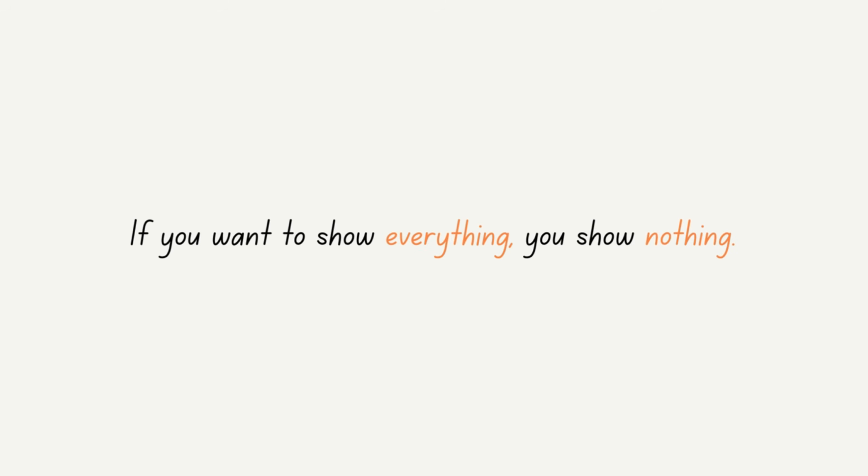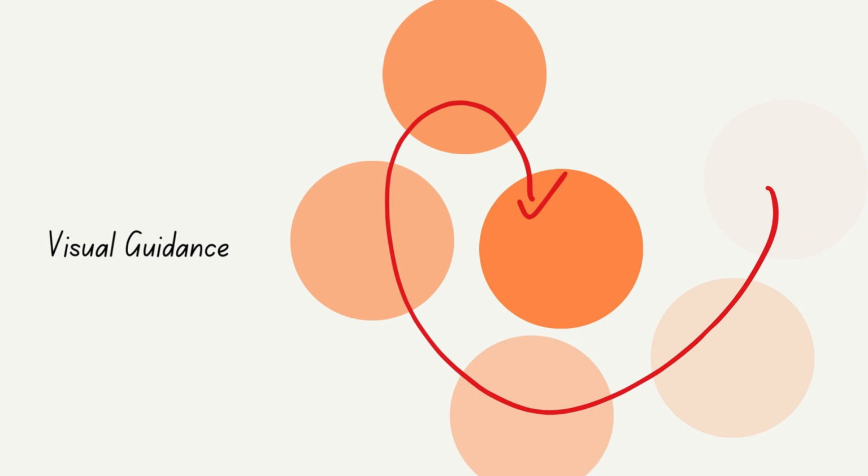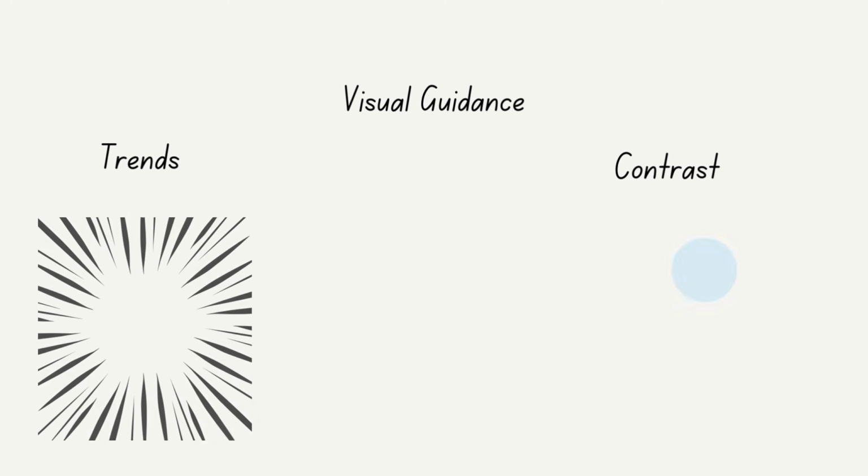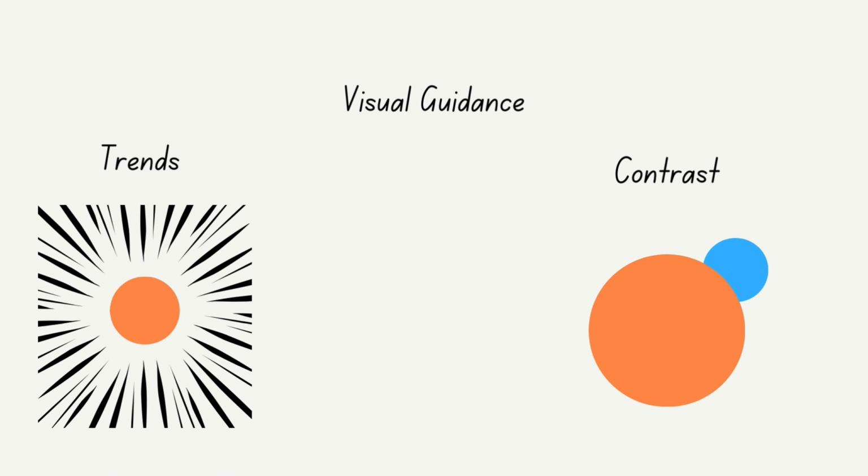When the illustration contains multiple objects, there must be one that is the main subject. If you want to show everything, you show nothing. Therefore, we need visual guidance methods to tell the audience who the main subject is. This mainly involves using trends to guide the eye and highlighting through contrast.